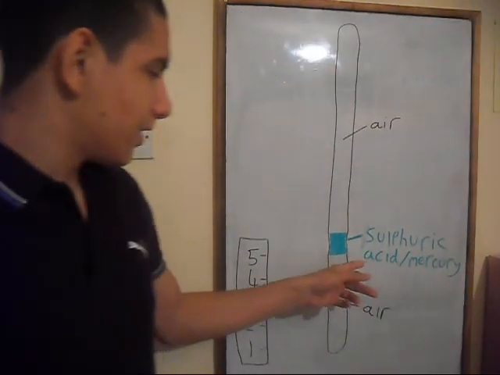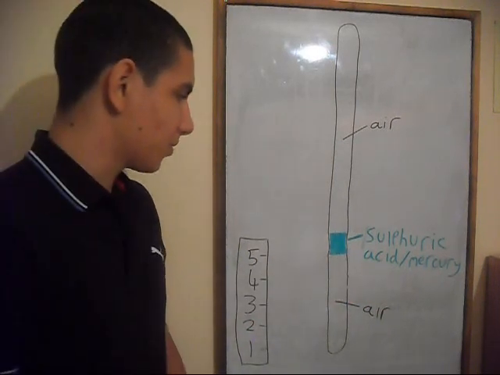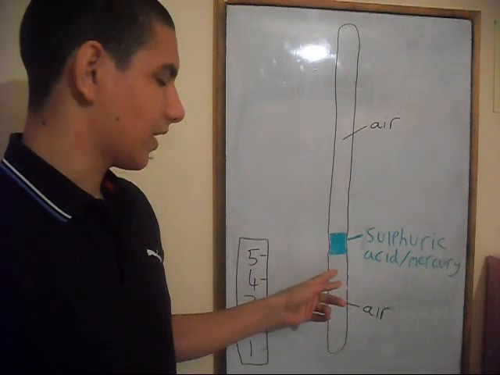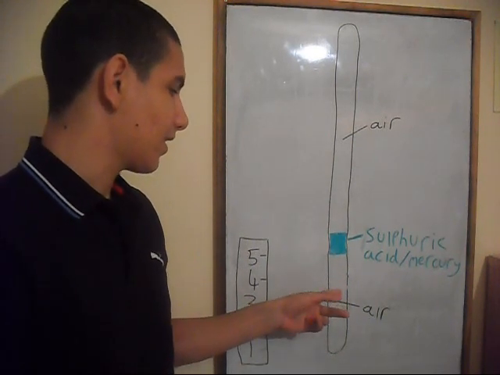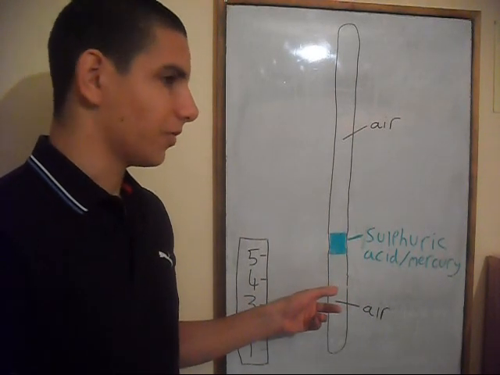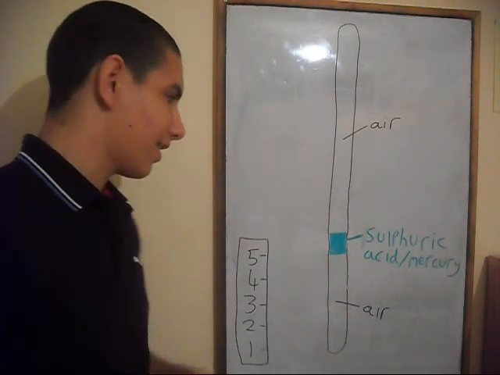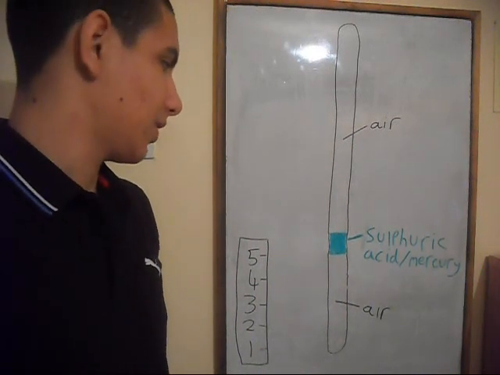The reason this section should be sulfuric acid is that sulfuric acid will remove the water from this air and make it dry air, so we don't have any water molecules in the air affecting the experiment's result.